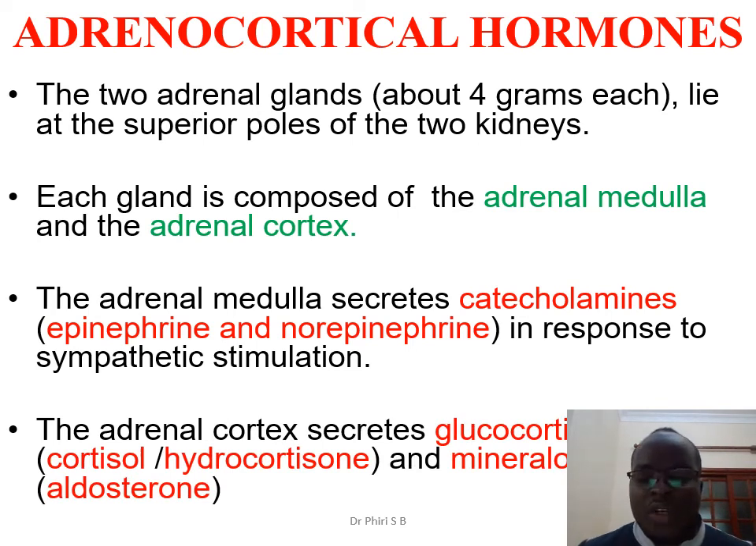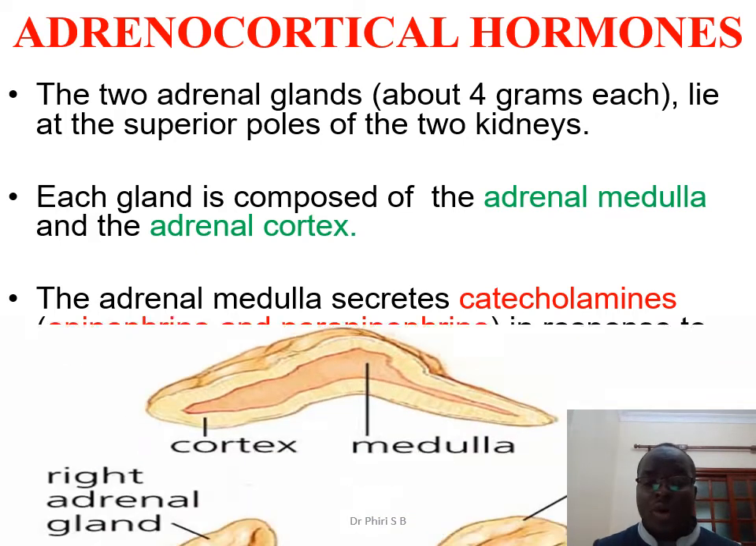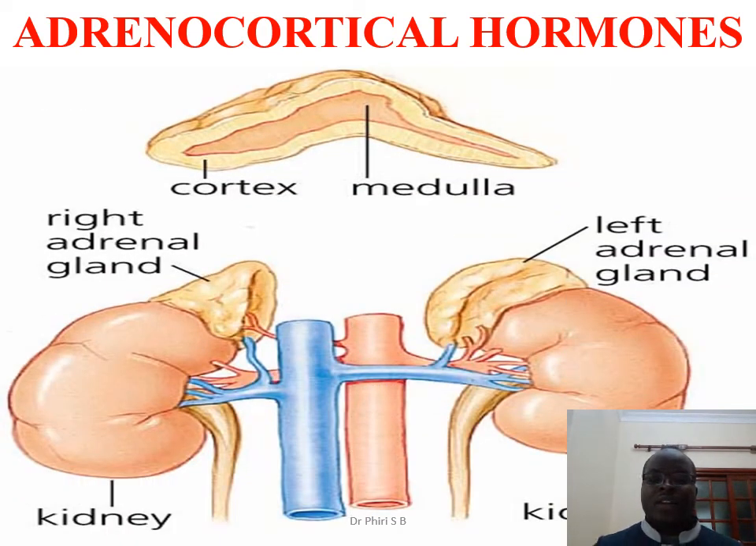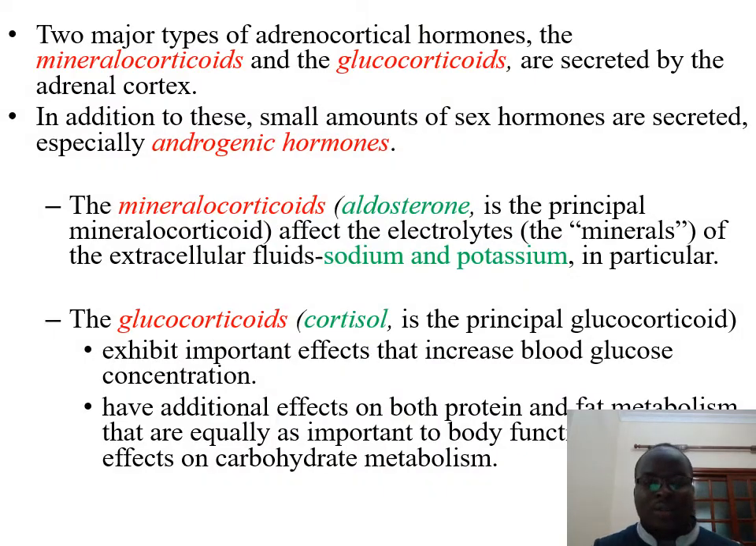The adrenal cortex secretes glucocorticoids, cortisol, hydrocortisone, and mineralocorticoids, aldosterone. These are produced by the adrenal cortex. This is a diagram of the adrenal gland that is divided into the cortex and the medulla. So we have the adrenal cortex and the adrenal medulla at the center of the adrenal cortex.